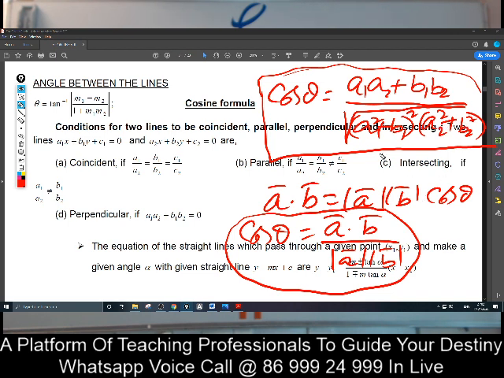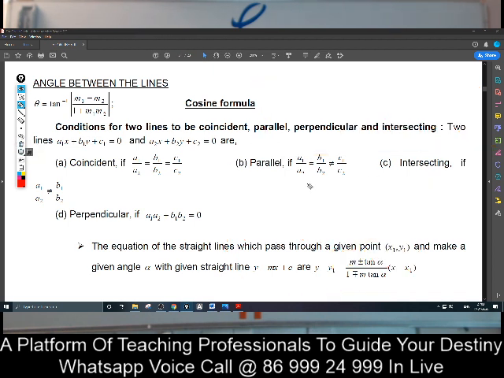Now here, in this case, if they are parallel, this is a condition. If these two lines are parallel, then a1 by a2 is equal to b1 by b2 is not equal to c1 by c2. The constants of proportionality are not equal, and hence the lines will be like this.